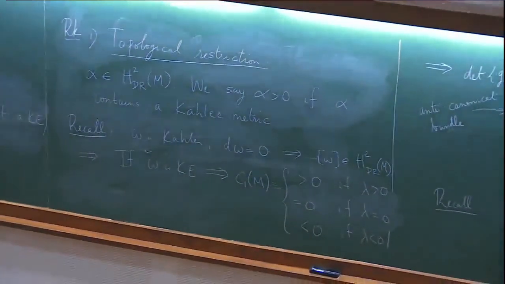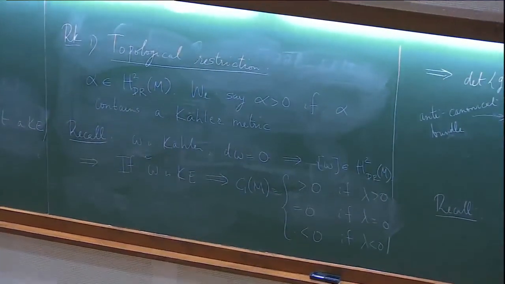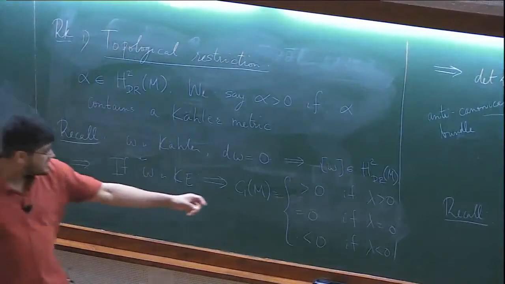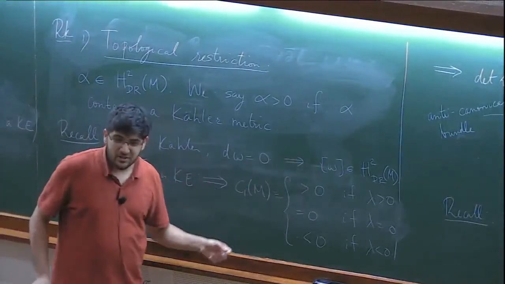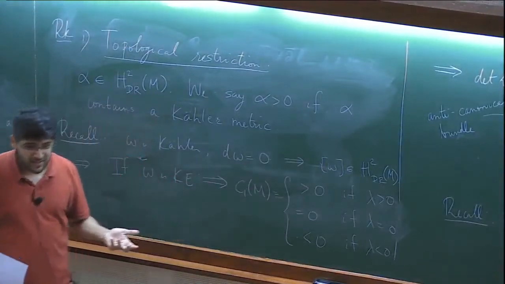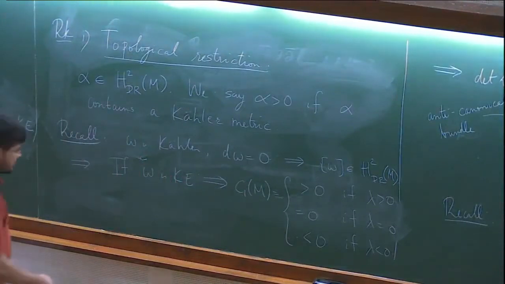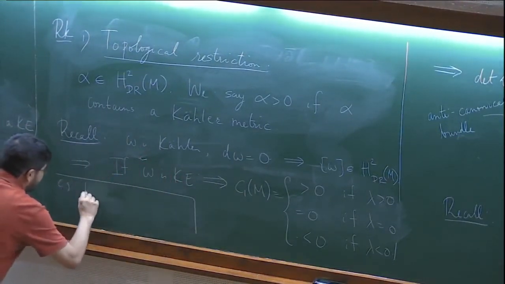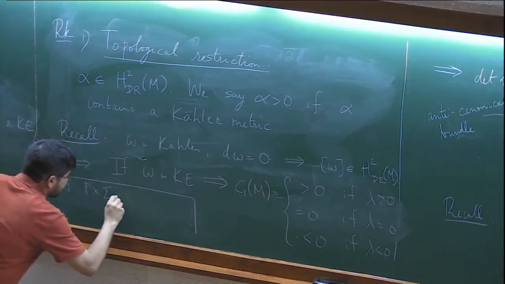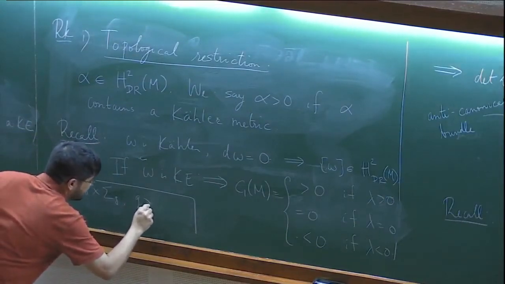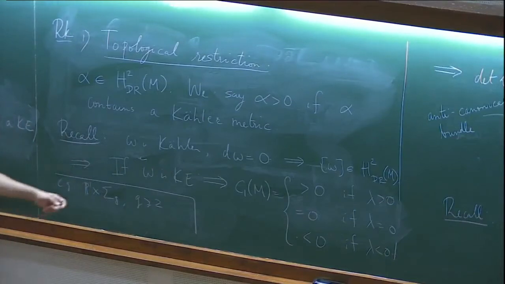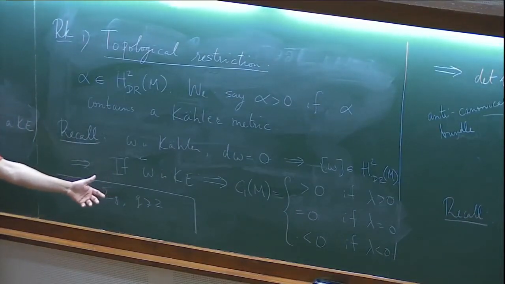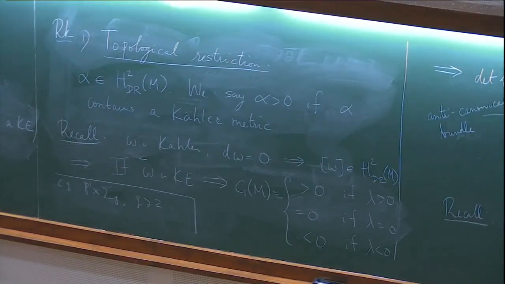Right? So clearly your first Chern class must have a sign, and of course you can ask whether this is an actual restriction or does the first Chern class always have a sign? Well, it doesn't, because if you take, for instance, let's say P1 cross a Riemann surface of high genus, then the first Chern class of this does not have a sign. Right? So this is a genuine obstruction to there being Kähler-Einstein metrics.